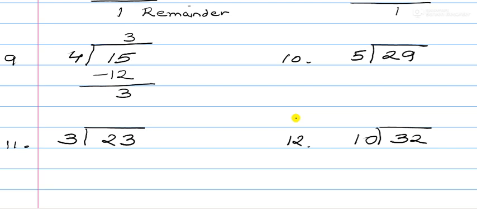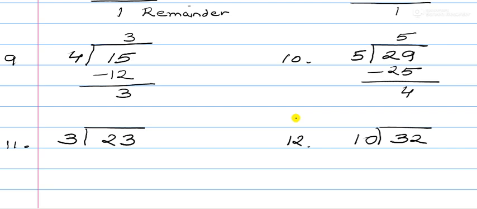Same with the next one. We will say our 5 times table. 5 times 1 is 5, 5 times 2 is 10, 5 times 3 is 15, 5 times 4 is 20, 5 times 5 is 25, 5 times 6 is 30. 30 will be more, so we don't have to take 30. So we will write 5 times 5 is 25. So we write 29 minus 25. We subtract and we get 4 as the remainder here. Same way the next sum.